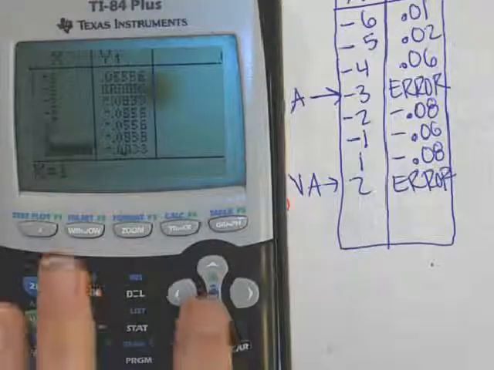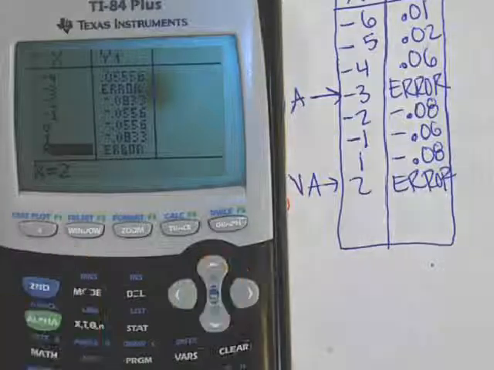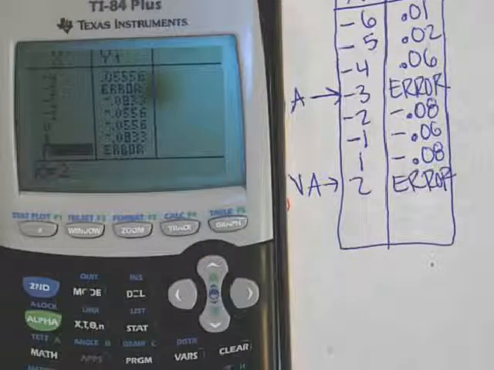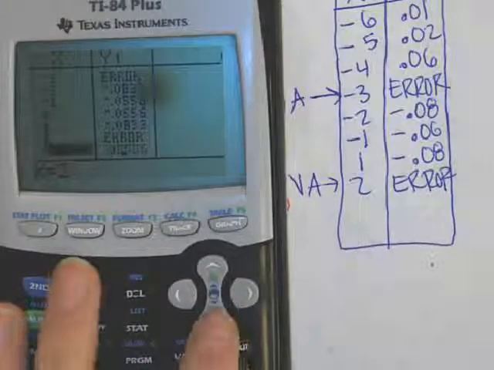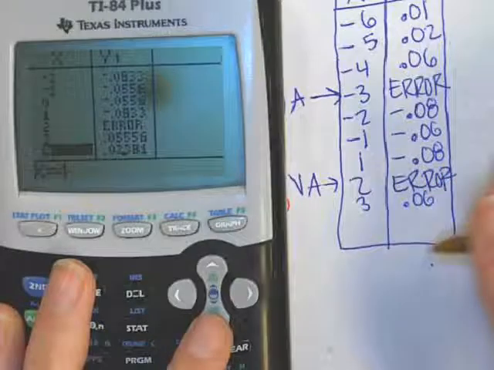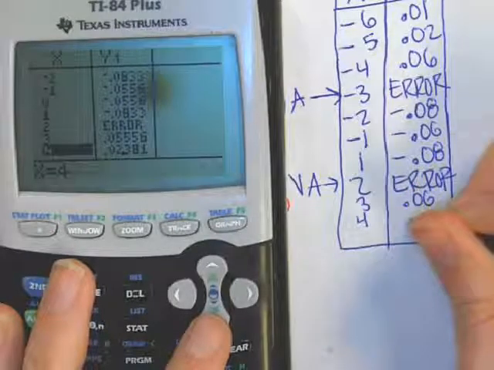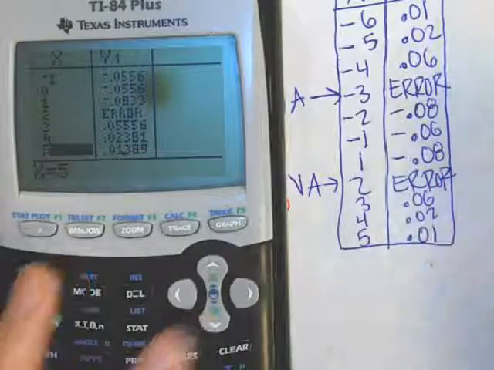Go to the 2. Wait, there's 2 points on 2? Yes, and you'll see why. Because it's going to dip. Remember, sometimes in the middle, we can have a different shape. Alright, so below the 2, what do we have? Let's see. 0.06, 0.06, 0.02, and the last one, 0.01. Okay, we got it?